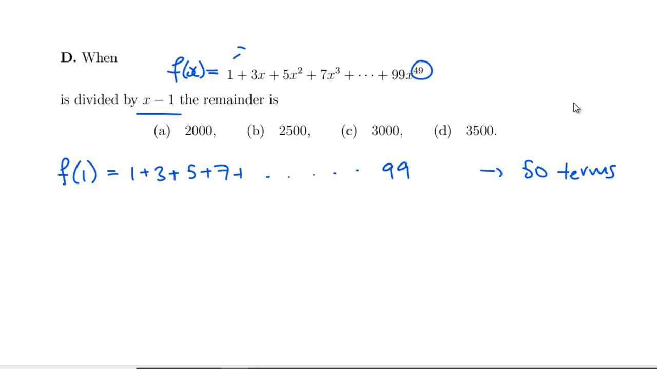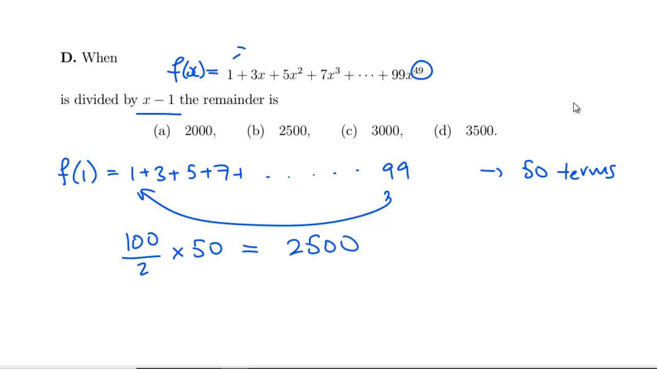So we've got 50 terms, which, if we pair them up in the usual way, so we've got 100 over 2 in each one. So we've got 100 over 2 times 50, which is 50 squared, so 2,500, which is B. Okay, that's made up a bit of the time that I lost on question C.